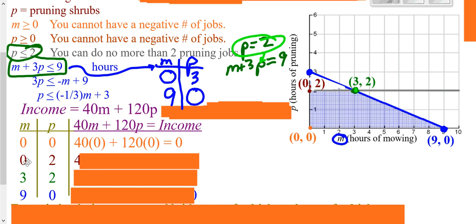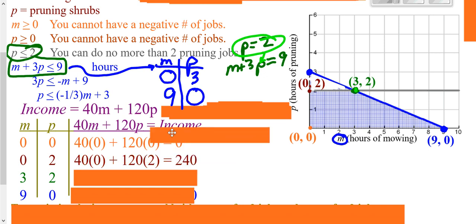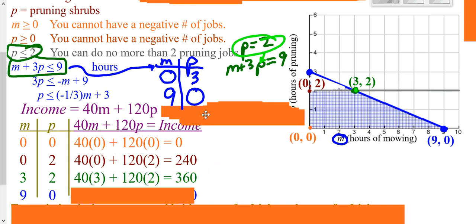And then we could plug in M being 0 and P being 2. Notice I have this M first because I had M on the x-axis. I have P being second, which is what I had on my y-axis. Plug in 0 for M, 2 for P, and I get 120. Plug in 3 for M, 2 for P, I get 360. Plug in 9 for M, 0 for P, and I get 360.